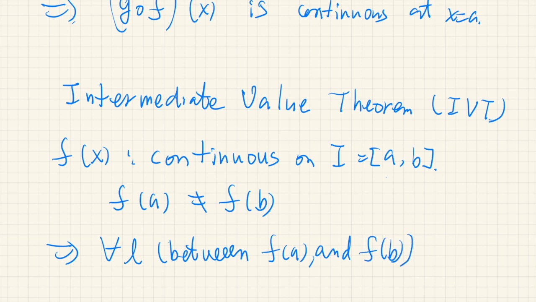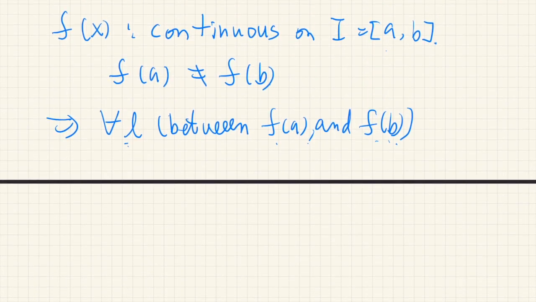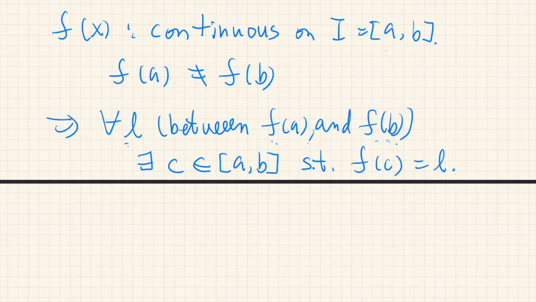So the reason why we say between f of a and f of b is that in some cases f of a is less than f of b, but in other cases f of a is greater than f of b. In either case, this L must be somewhere between these two values. For any value L between these two values, there exists some value c between a and b such that f of c is equal to L.